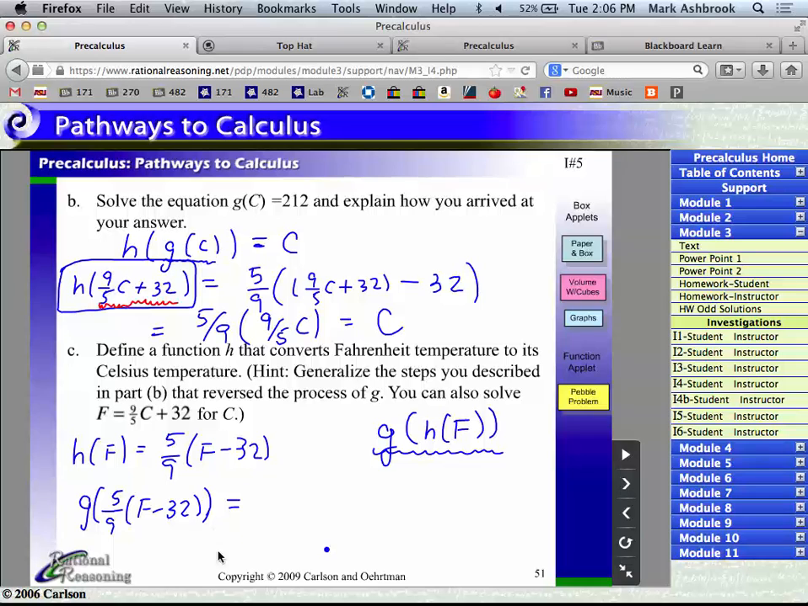Okay, so now here's the step. G is a function. It tells us something to do with the input, and here's our input. I'll underline the inputs in red. So we're going to do what G tells us to do with the input, which I underlined in red. So what would that be? Anna?